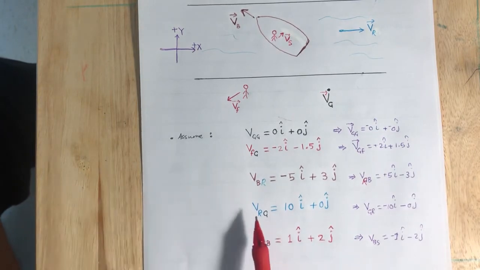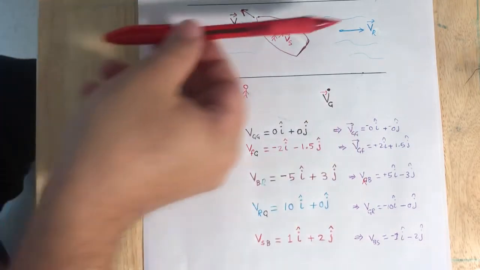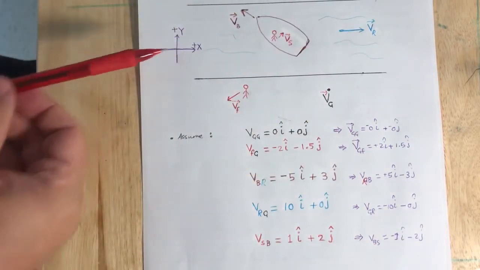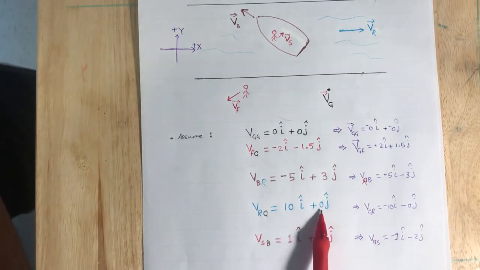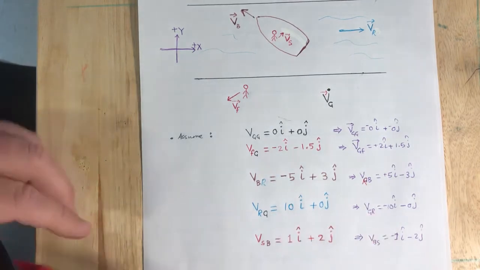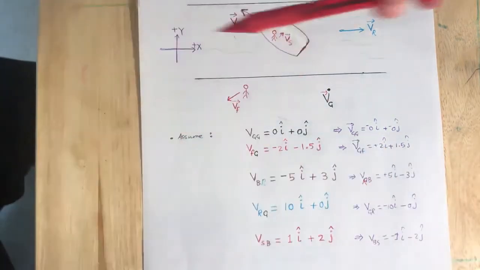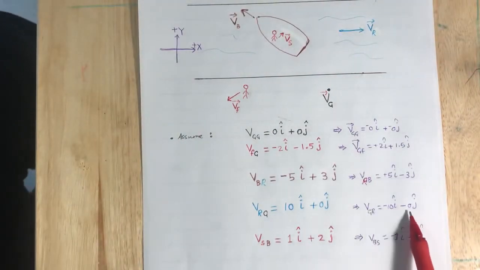What's the velocity of the river with respect to the ground? The river is in this direction, just in the x direction. As I give you here, it's 10 i hat plus 0 j hat. What's the velocity of the ground with respect to the river? It will be -10, in the negative direction of the river, plus 0 j hat.